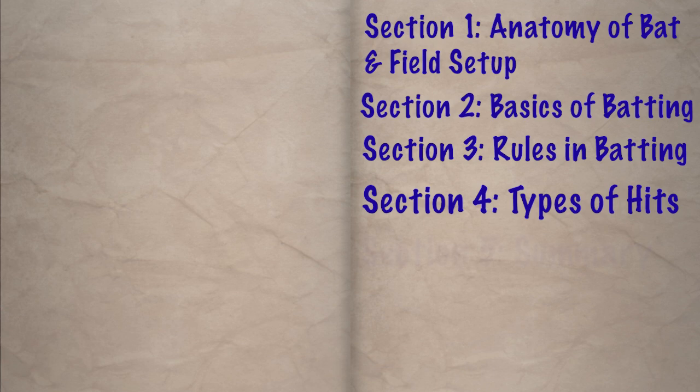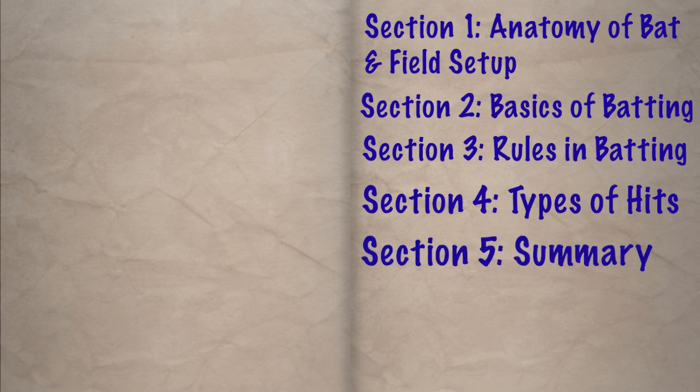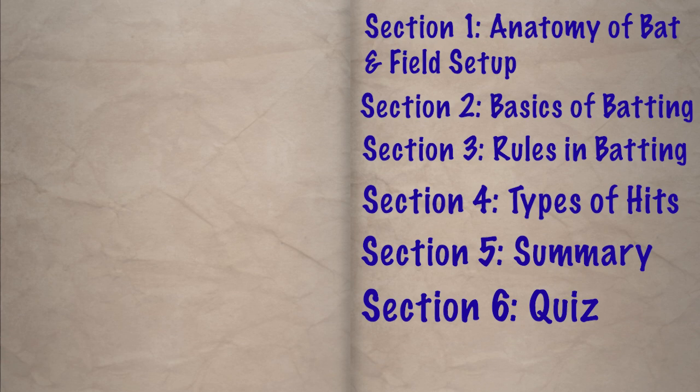And then as always, section 5 will be a summary of what you have learned in this chapter. And then this chapter will conclude with a 5-question quiz that will test your knowledge on today's chapter. So with all that being said, let's get started. So let's start first with section 1, and let's start first with the anatomy of a bat.